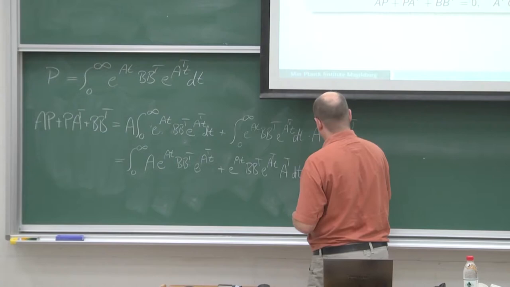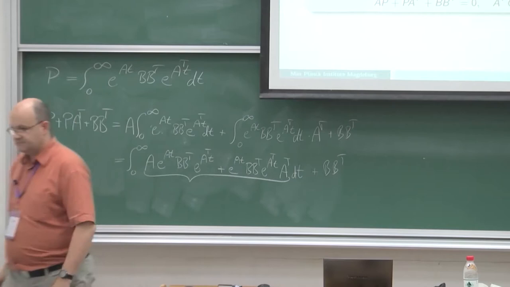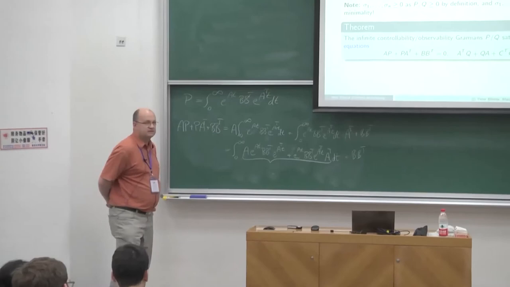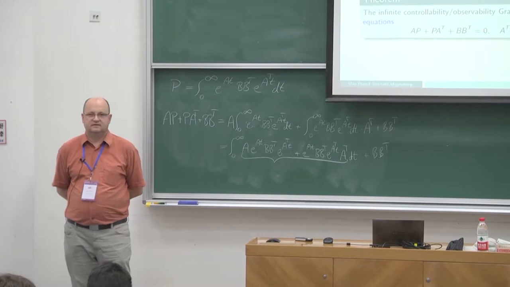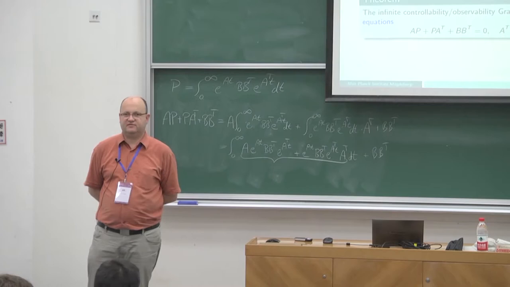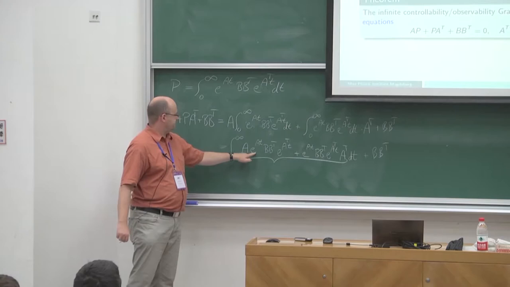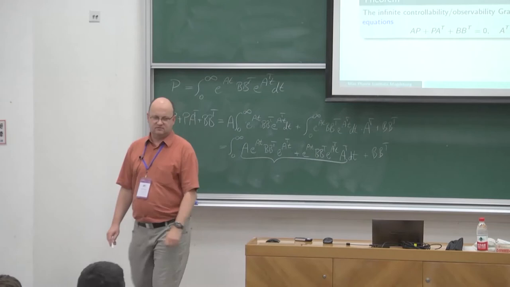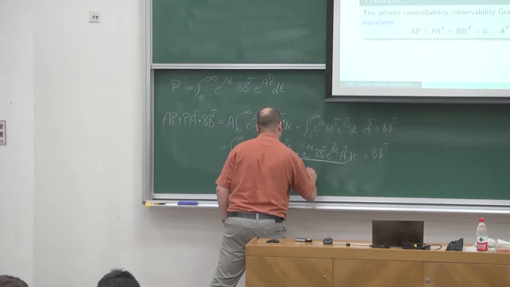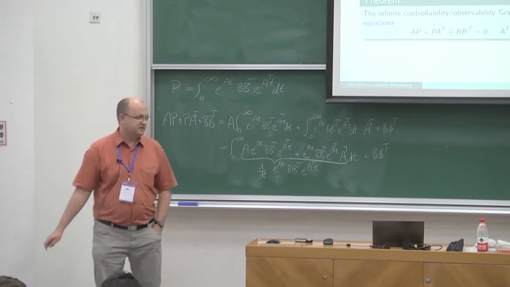So what is this? Does that ring any bell? A times e to the A transpose. If you take the first derivative of the exponential function, say e to the alpha t, what is the derivative? Alpha times e to the alpha t, right? So here you have the derivative of this term, and here you have the derivative of this term. And altogether, it's a product rule. So this is d/dt of e to the A t B B transpose e to the A transpose t. So that's the integral over the time derivative of this expression.